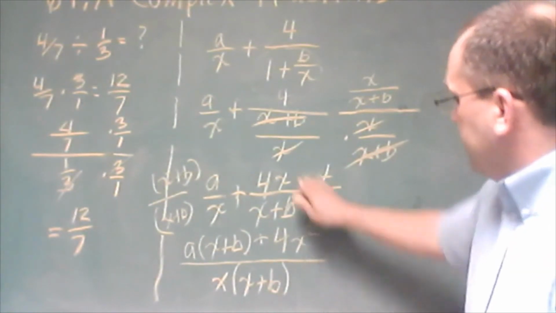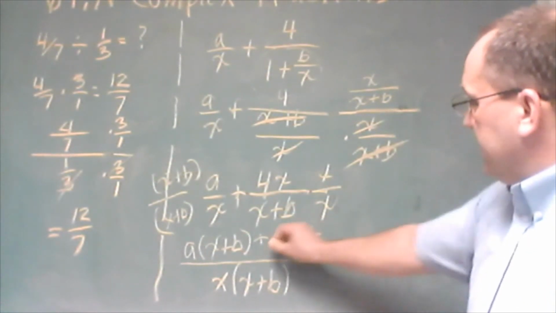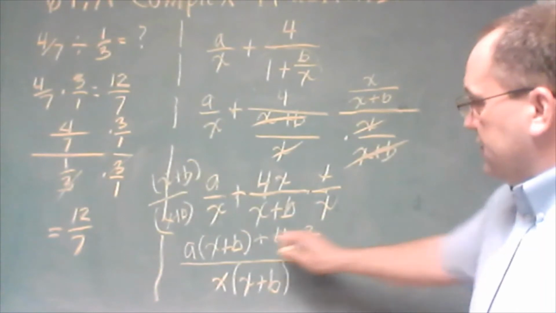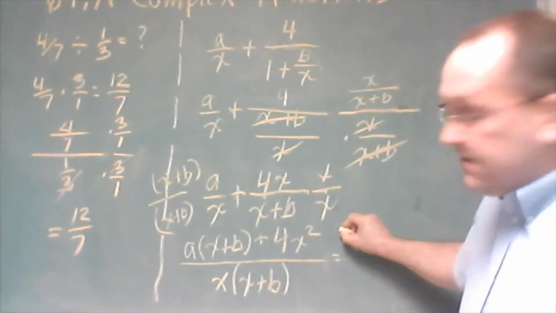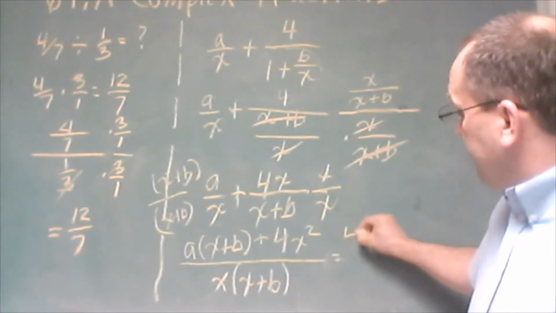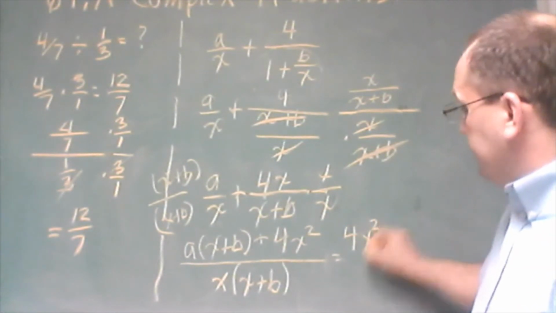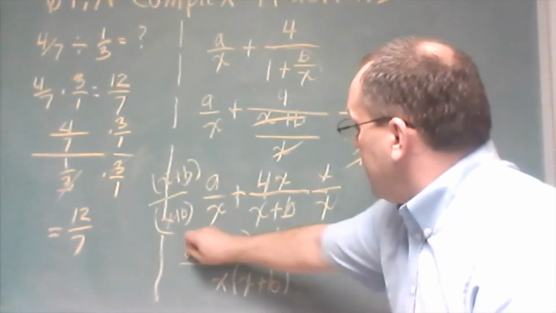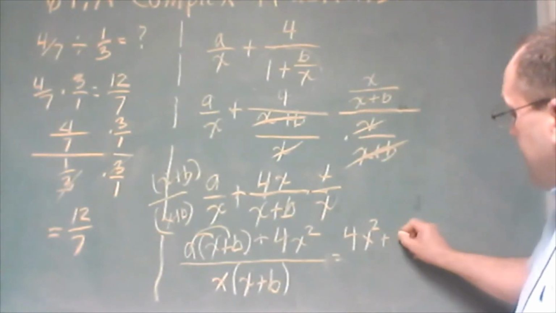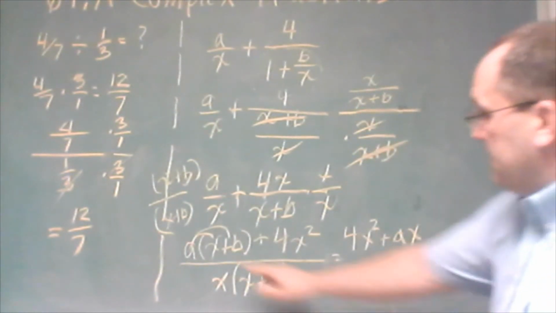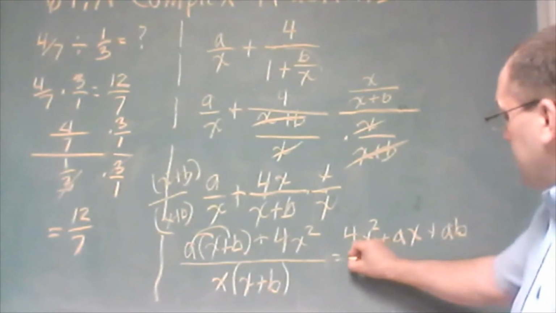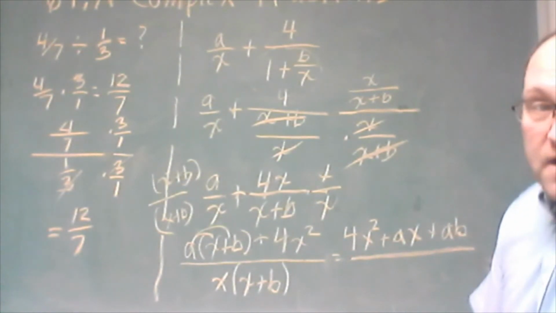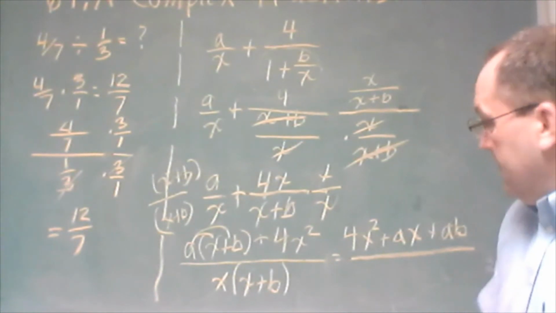So we got a 4x squared in the numerator. So then we're just going to combine like terms or see what we can do. So we'll arrange them in descending order of the power. So 4x squared will be first. We're going to multiply this out. We have an ax, and then we have an ab. Okay, that is going to be our new numerator.